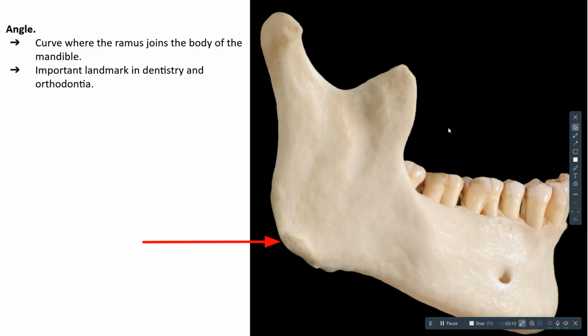Now, the angle of the mandible is that point at which the body and ramus meet. So when the body takes the turn to become the ramus, that is the angle of the mandible. It's often used as a landmark in dental related fields.